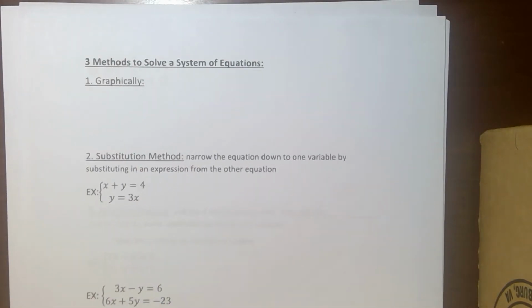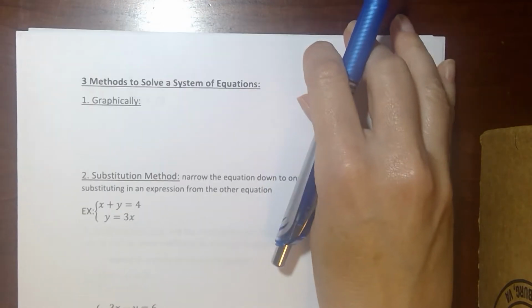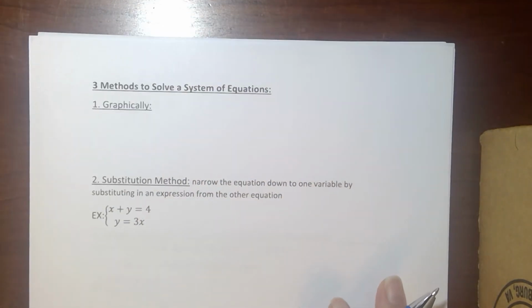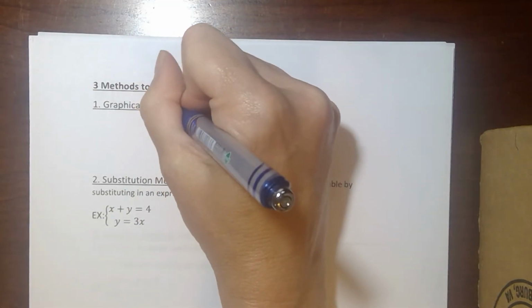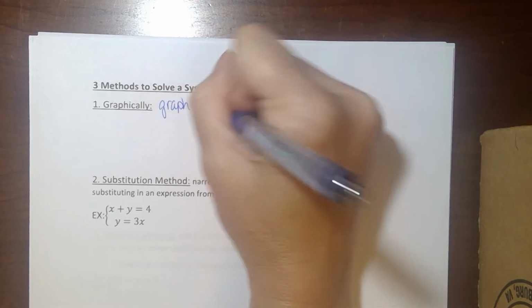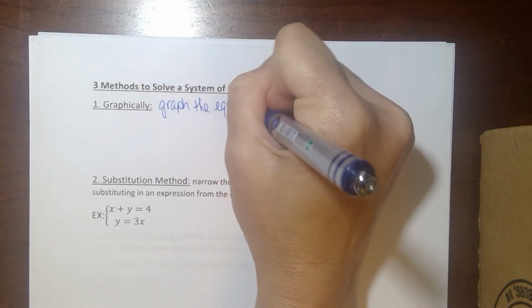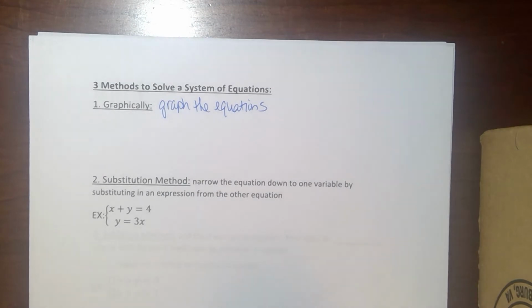Okay, there are 3 different main introductory ways to solve a system of equations. We're going to find some other ways to solve systems later on, but right now we're going to work with these 3. The first way to solve a system of equations is graphically. You just graph the equations. You look at your graph to see if they intersect or if they are parallel or if it's just one graph on top of the other.